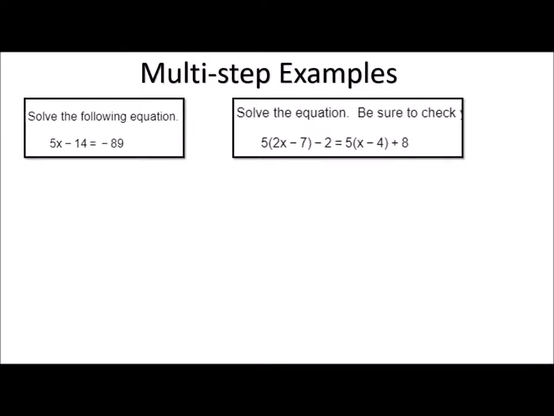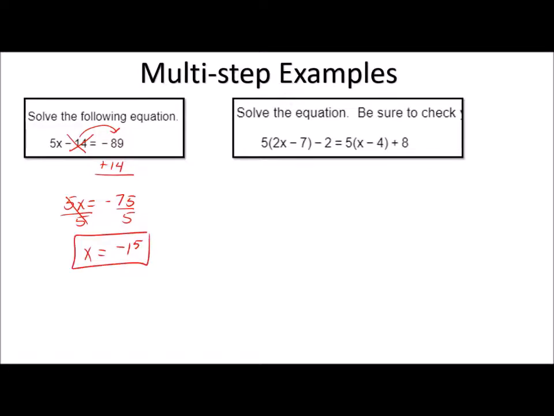If given the first one, I would move the 14 over first to make it be positive 14. That will leave 5x equals a negative 75. Then I would divide by 5. Always divide as your last step. And when you divide that, remember your sign rules. So x is equal to negative 15.